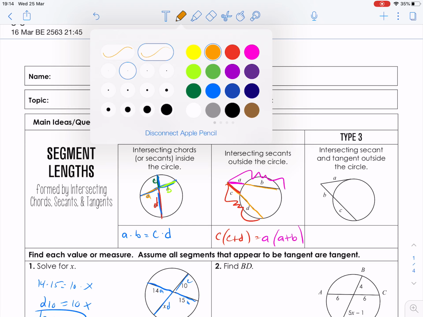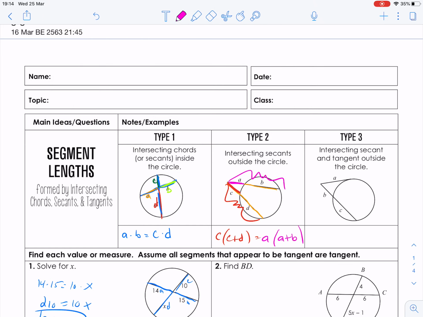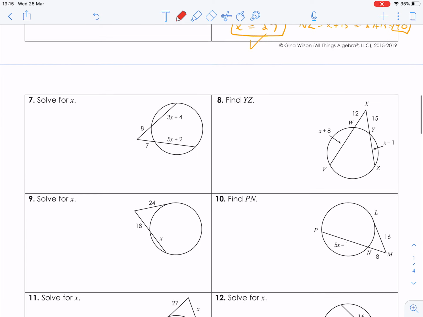Type 3 is basically the same as type 2, except a little bit different. So we have a secant and a tangent. So it's going to be the outside here, B, times the whole thing. And it's going to be the same thing for the tangent. It's going to be the outside times the whole thing, except the whole thing is A again. So instead of writing A times A, we can write A squared. That's not 9. A squared. So let's do an example of that.